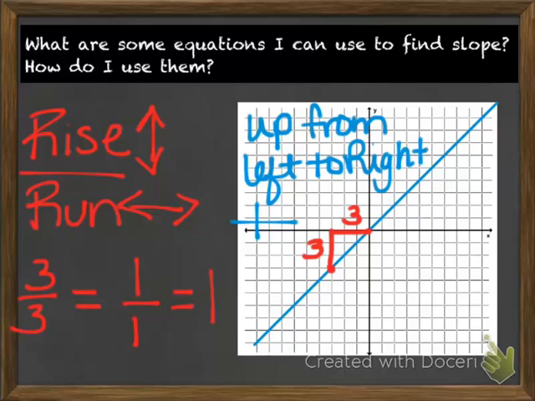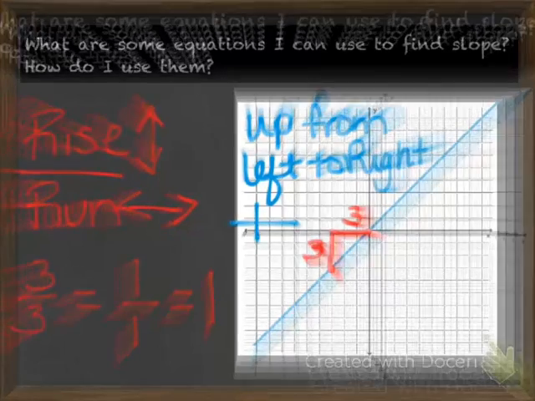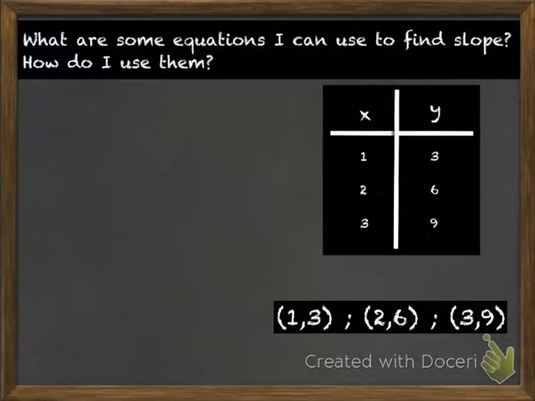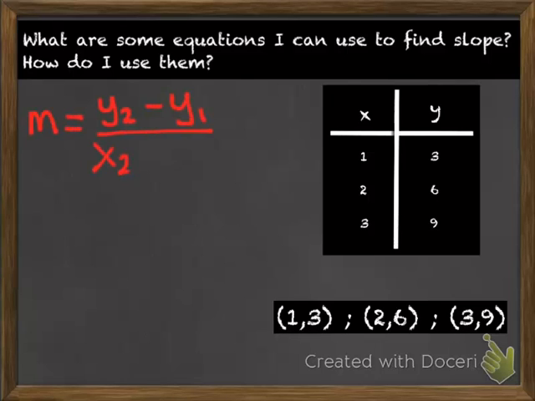Next, let's find slope given a table or a set of points. Given a table or a set of points, we are going to use the equation m equals y2 minus y1 over x2 minus x1. Let's start by labeling what we know. We know that x1 is 1 and y1 is 3. So we're going to label that on both the point and the table. Works the same way. x2 is 2 and y2 is 6, so we'll label those.